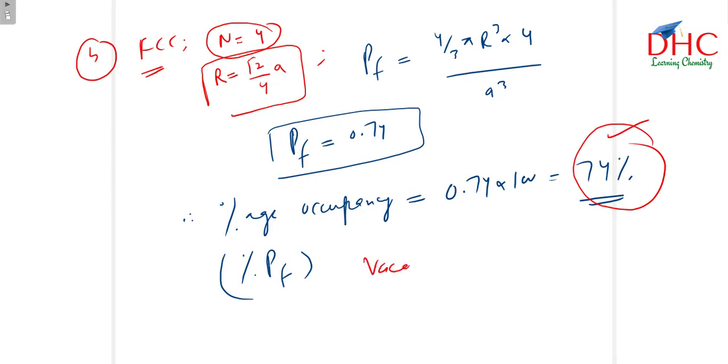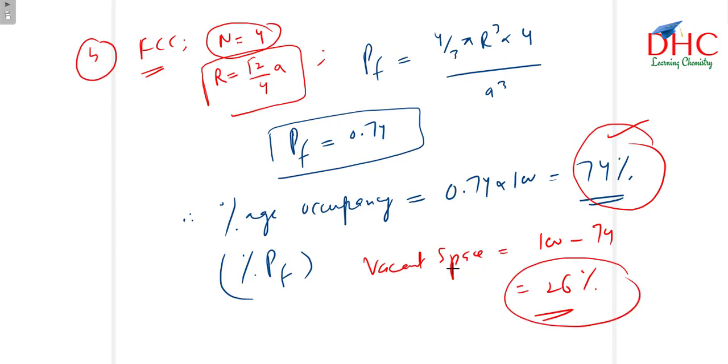So how much vacant space is left then? Vacant space is equal to 100 minus 74. That's equal to 26% is the vacant space that has been left. This is void, this is hole, this is called interstitial site.